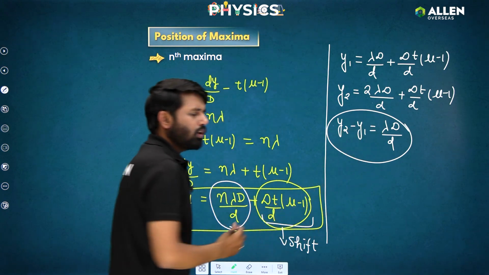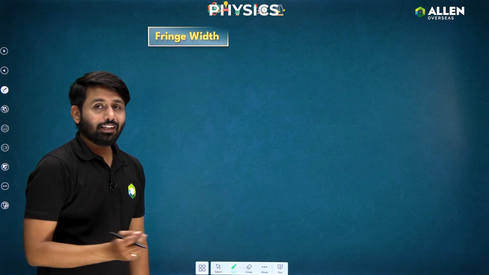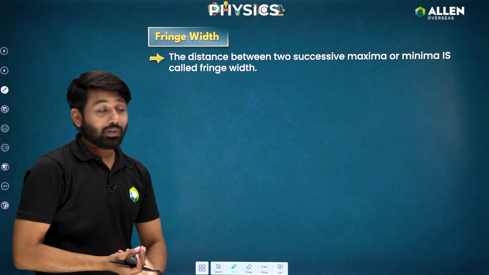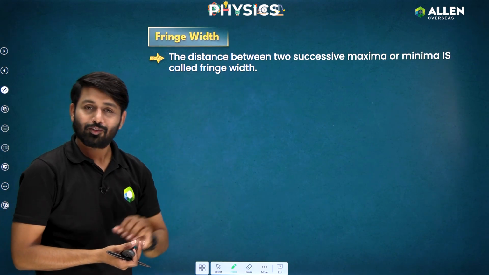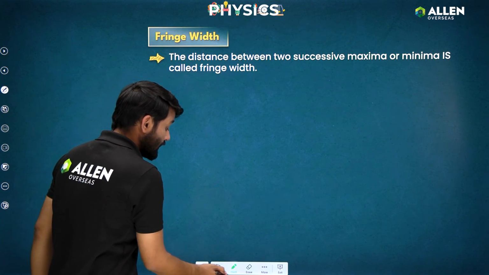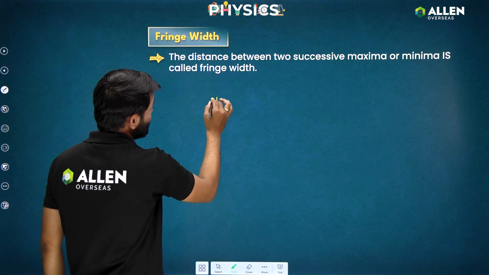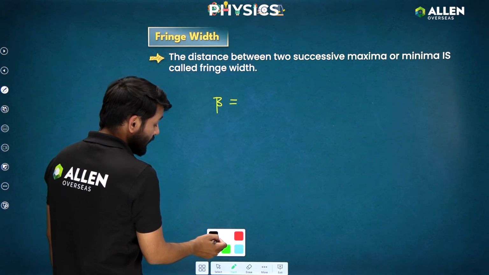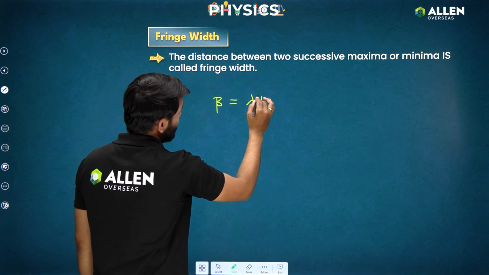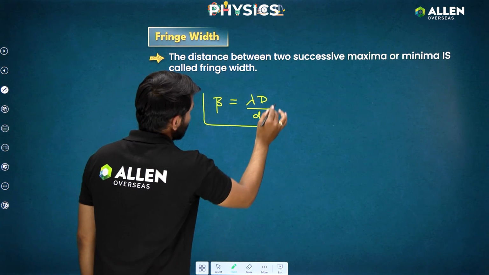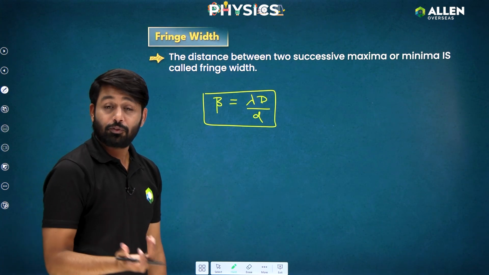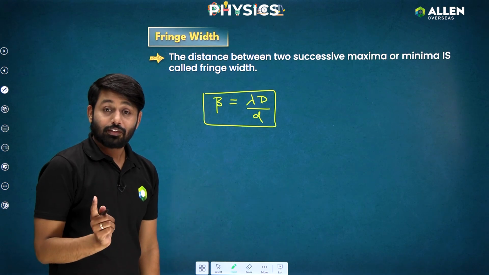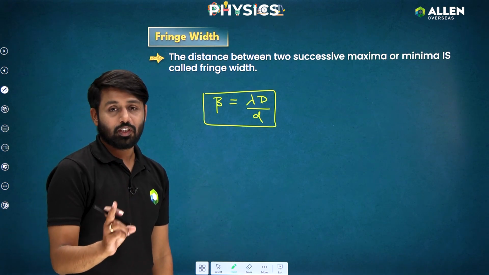You can say, sir, what are you finding? I am finding fringe width. What is fringe width? The distance between two successive maxima or minima is called fringe width. So we already calculated fringe width, and fringe width is represented by beta. Is that clear? Yes or no? And fringe width is lambda D upon small d. You can see here, sir, we are getting the same fringe width as we were getting in the normal YDSE. So here fringe width is not changing. Always keep in your mind.